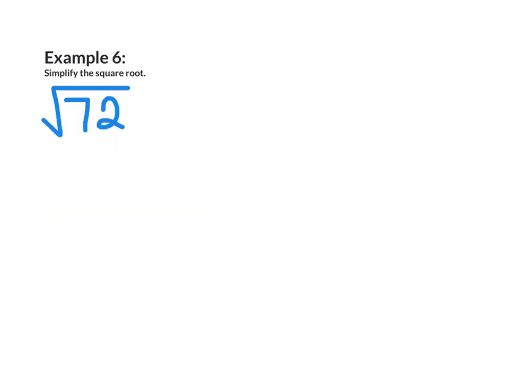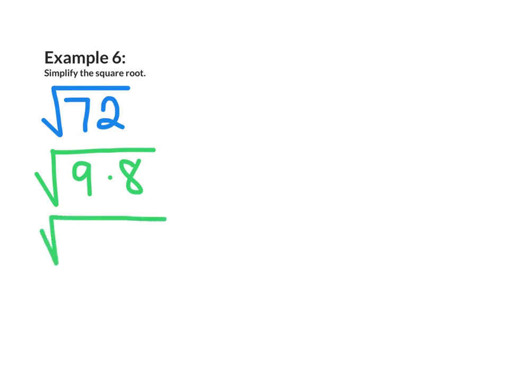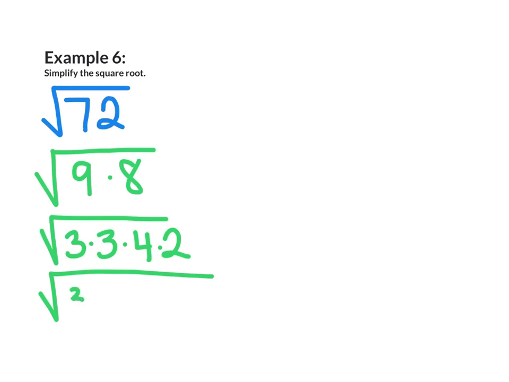Example 6. The square root of 72 can be broken down to 9 times 8. I know that can be broken down further. So 9 can be broken down to 3 times 3, and 8 can be broken down to 4 times 2. I have twins for my 3s, but I don't have any for my 4s, but I know it can be broken up. So I'm going to bring the 3s down, and 4 can be broken up to 2 times 2, and I'm just going to bring down that 2.